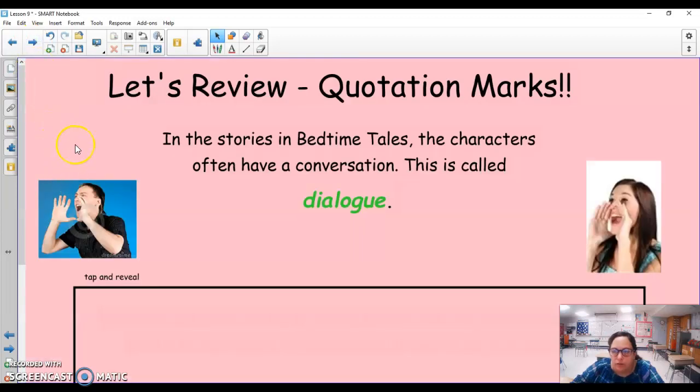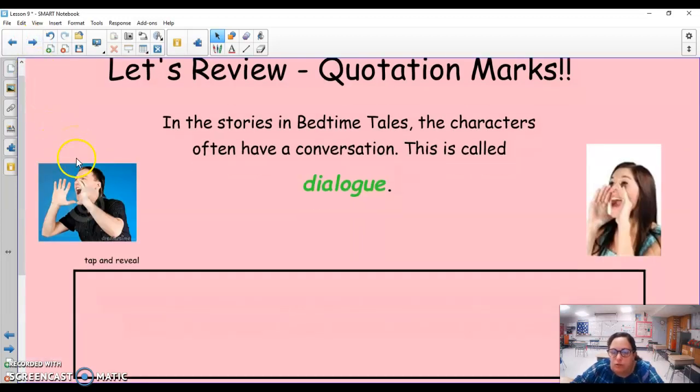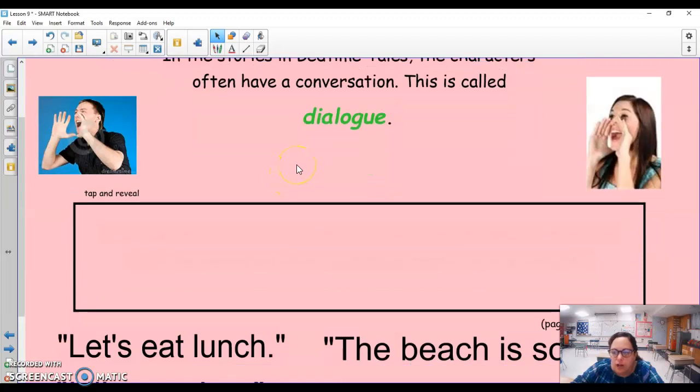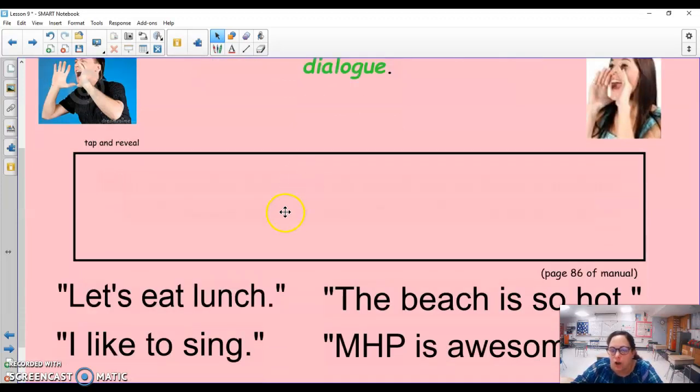So we're going to review quotation marks. And remember, when you see quotation marks, it means someone is talking. In stories and bedtime tales, the characters often have a conversation. And when you have a conversation, it's called dialogue. So it doesn't matter if animals are talking or people are talking or objects are talking, it's called dialogue as long as they are talking.